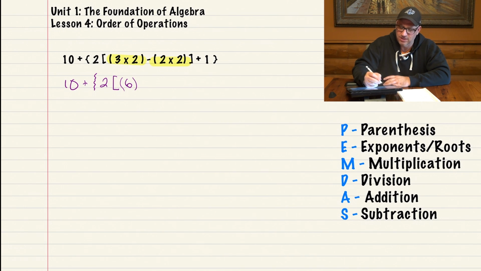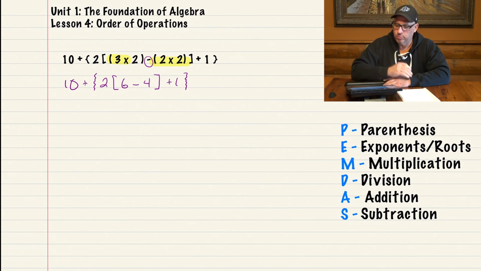If I had them here, that just makes it look confusing. It's unnecessary, so I'm going to leave it off. And I have 2, and this is 6. And then the minus from up here, minus what is 2 times 2? That's 4. There's the closed one, plus 1, and then the final brace. Well, now it looks better already.